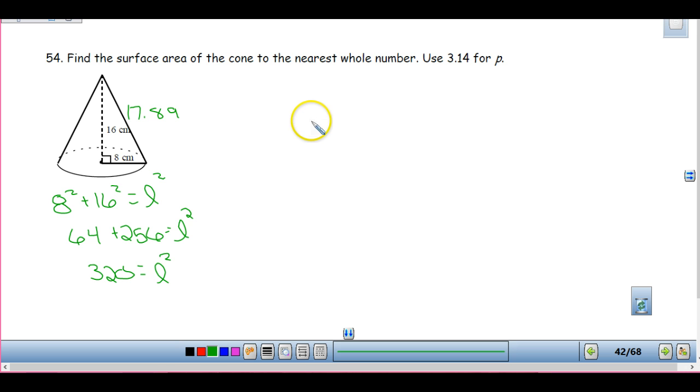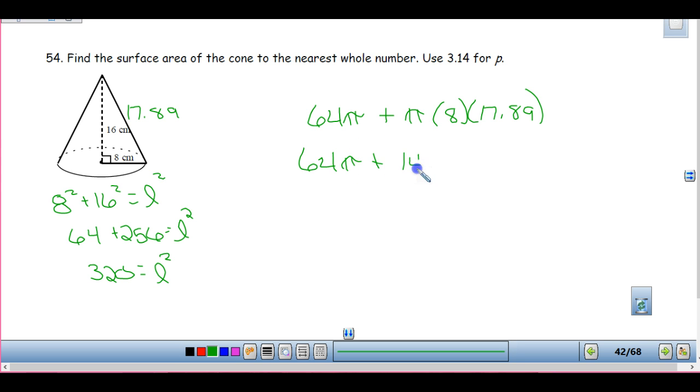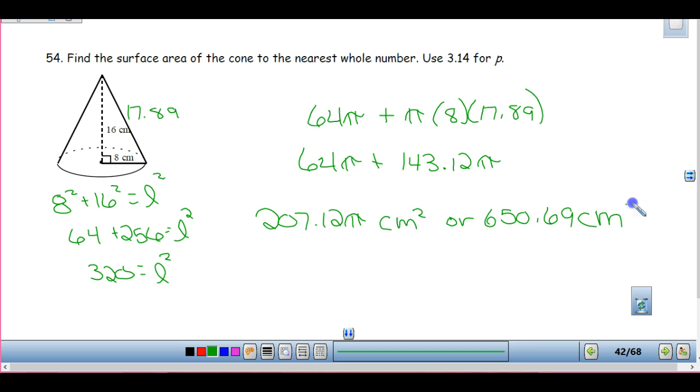So now we can take the area of our base, 64 pi, plus pi times our radius times our slant height. So 64 pi plus, we multiply that together, we get 143.12 pi. Add them together, we get 207.12 pi centimeters squared, or we multiply it out and get 650.69 centimeters squared.